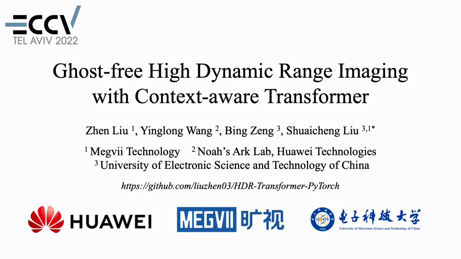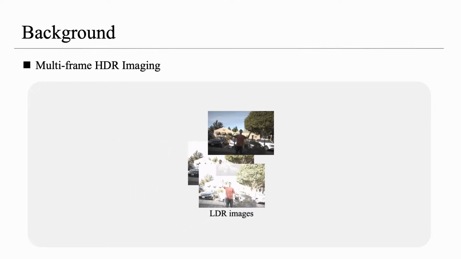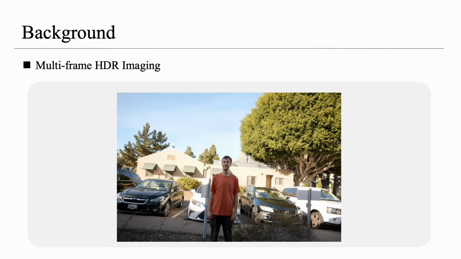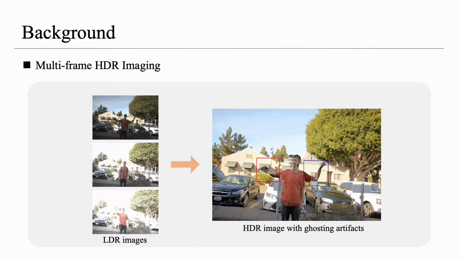In this paper, we present a transformer-based framework for ghost-free high dynamic range imaging. Multi-frame high dynamic range imaging aims to generate an HDR image by merging several LDR images with varying exposures. The LDR images can be well fused to an HDR image if they are aligned perfectly. In practice, however, this ideal situation is often undermined by camera motions and foreground dynamic objects, yielding unfavorable ghosting artifacts in the reconstructed HDR results.